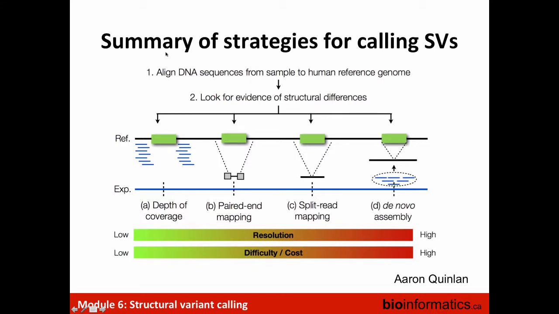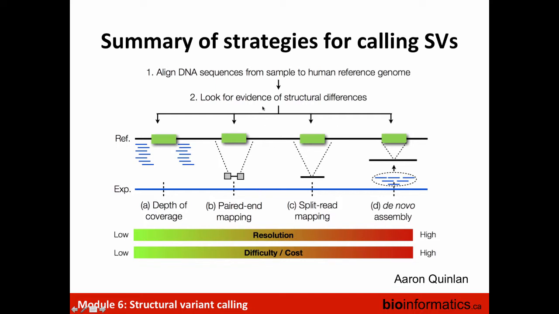So, a summary of the strategies that can be used to call structural variants. Here they've been ordered from low to high resolution, meaning how close to breakpoint resolution you get, and from low to high in terms of difficulty. I talked about the depth of coverage method. These are the easiest methods. They give you copy number, but you don't have the exact breakpoints because of whatever binning strategy you're using. And you only get copy number gains or losses, but you don't know where those are in the genome.